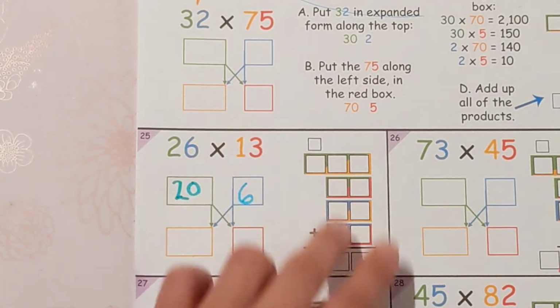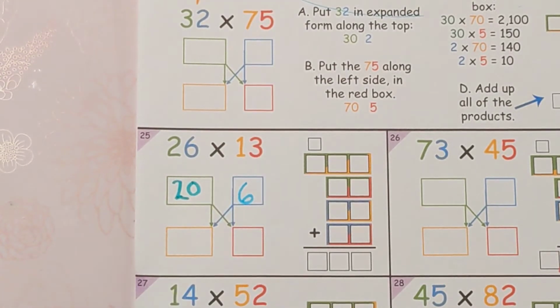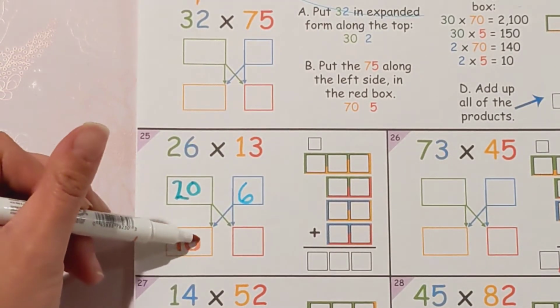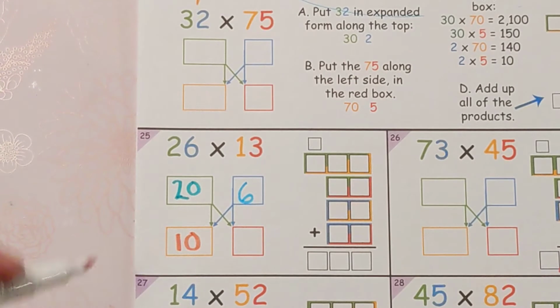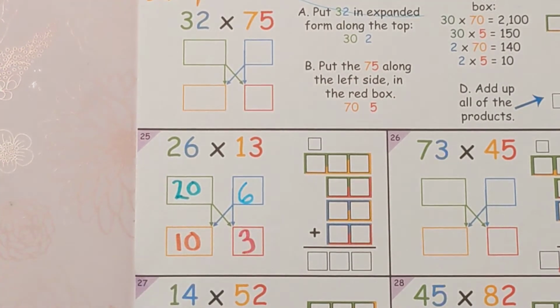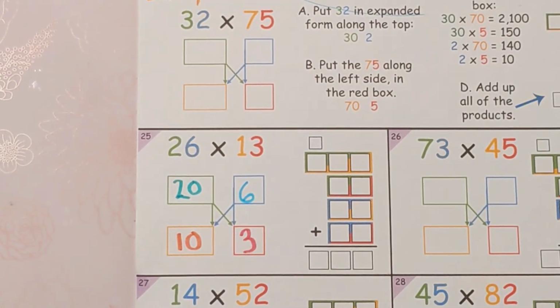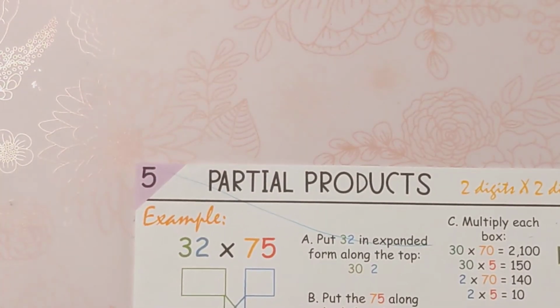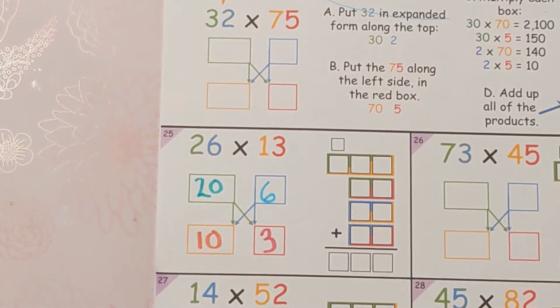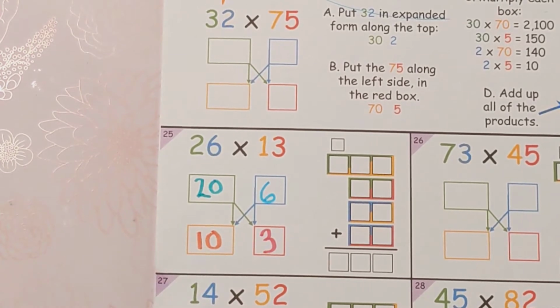So then our next step is to put that other number down below, again in expanded form. So 10 for that 1 there, and then 3. So that's 13 in expanded form is 10 plus 3. So now we have broken both numbers up into parts, and that's why it's called partial products, because you're taking the numbers, you're putting them into parts, and then you're just multiplying the parts together.